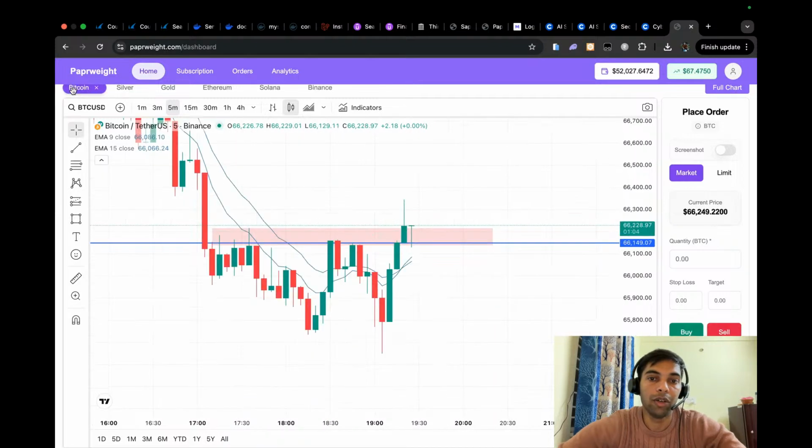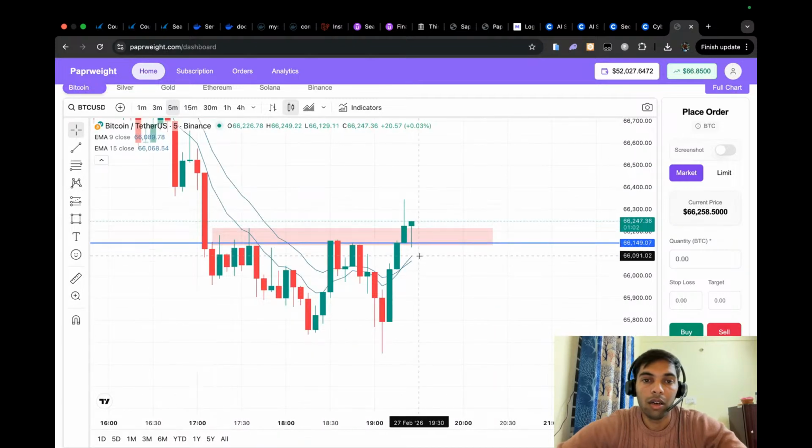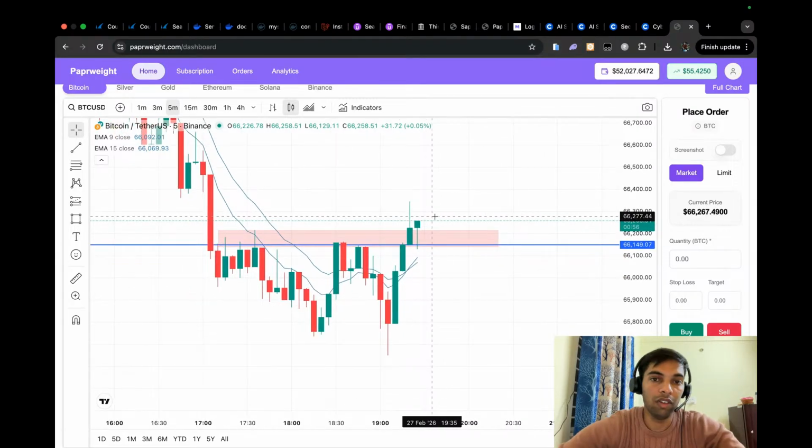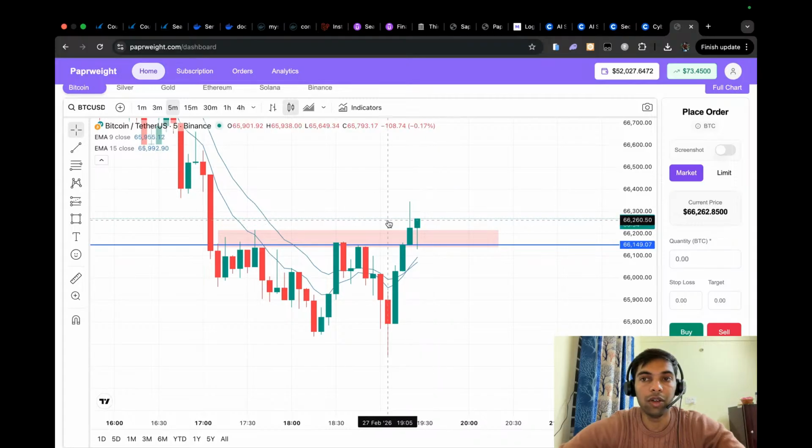let's see what is happening in Bitcoin. Our order in Bitcoin will be in the downward direction if it crosses this zone. Otherwise, we will wait. We will not punch the order directly in Bitcoin. We will wait for some time.